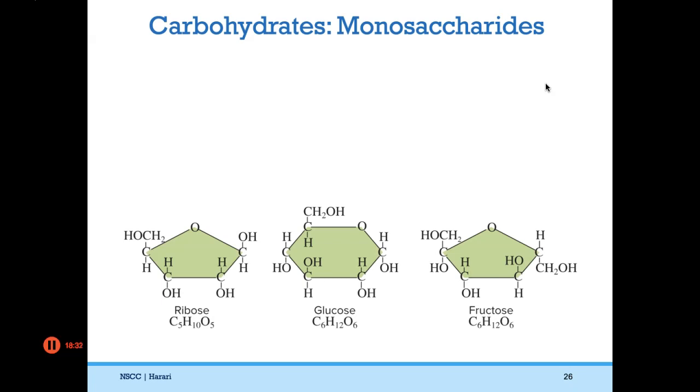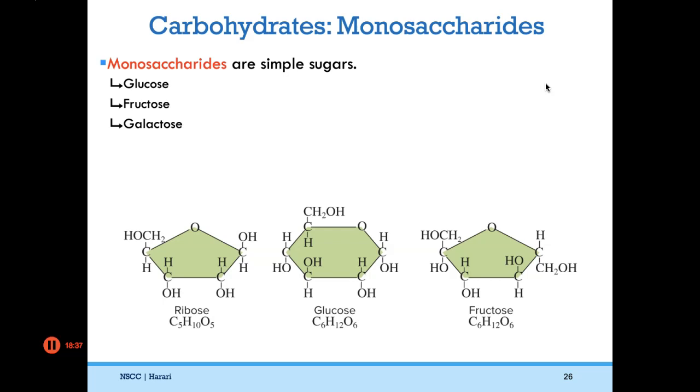Let's start by talking about the most basic carbohydrates, monosaccharides. These are the simple sugars. We here have examples of glucose, C6H12O6. It has this ring form. And here's fructose, C6H12O6. Ask yourself now, what describes the relationship between glucose and fructose? They have the same molecular formula, but they have different structures, right? These are isomers of each other.